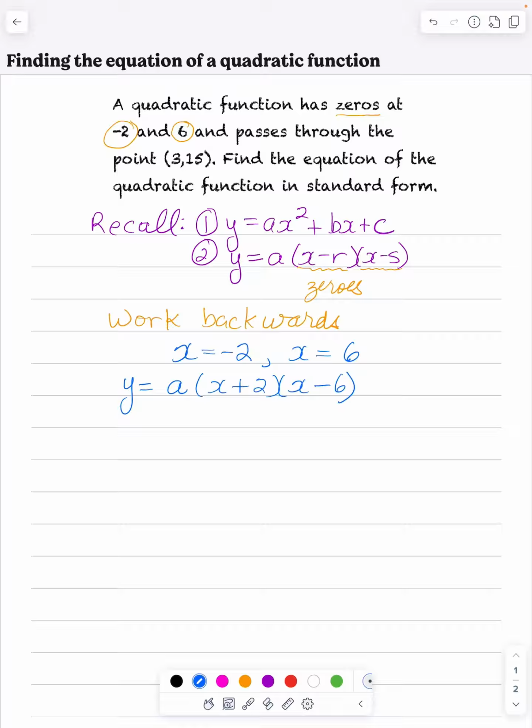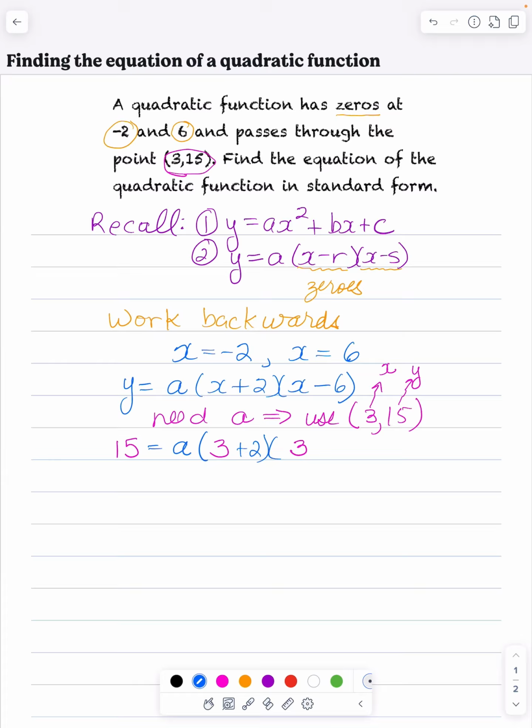That's what we have. We do need to figure out what a is. The way that we're going to figure out a is we're going to use the point that's given to us, which is (3, 15). I'm going to take the 3 and substitute that in for my x. I'm going to take the 15 and substitute that in for my y. So I will have a 15 here. Where the x is, I'm going to put a 3, and everything else remains the same: a times (3 plus 2) times (3 minus 6).